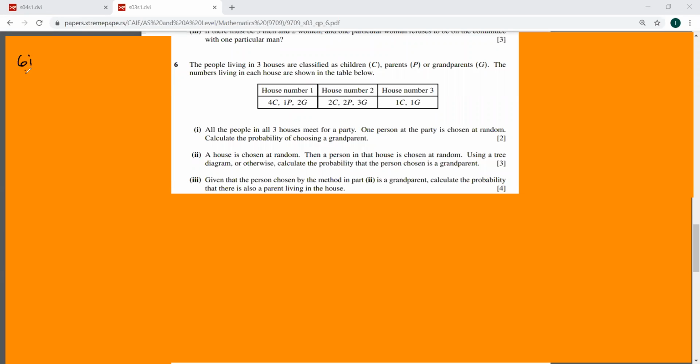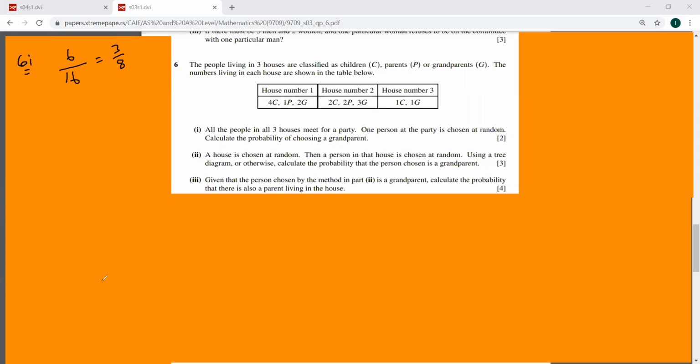So the first part's answer: there are 2 plus 3 plus 1, that is 6 grandparents. In total there are 7 and 9 and 14... 14 plus 2, 16. So is that your answer? 6 over 16, that is 3 over 8? Yes.